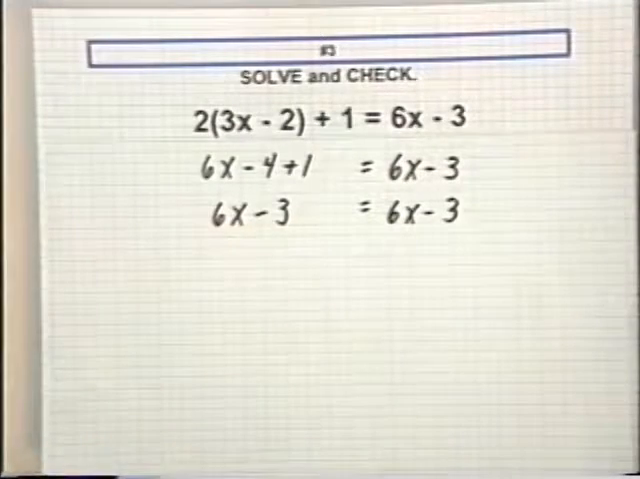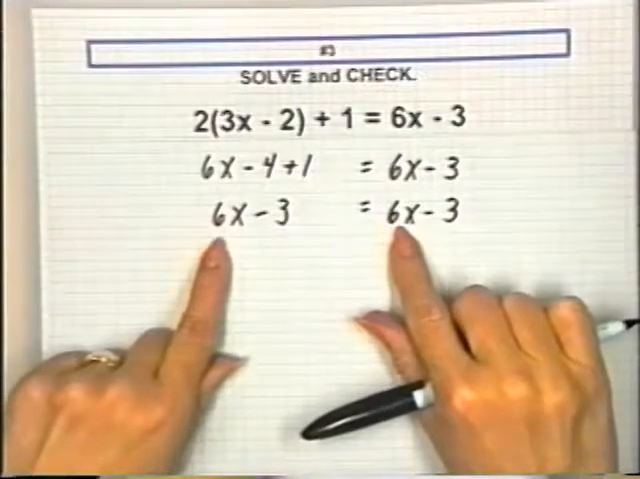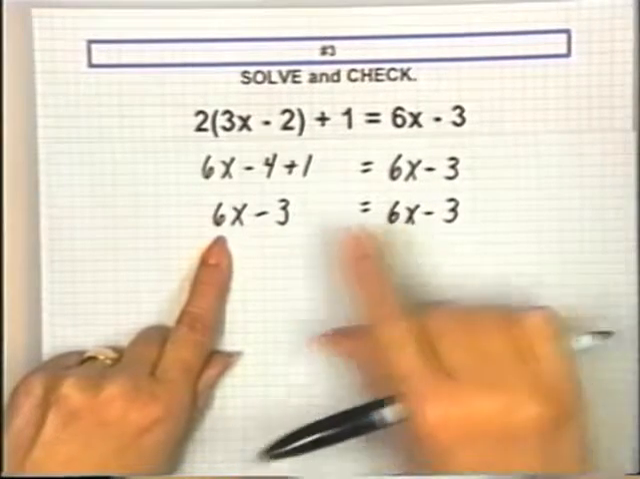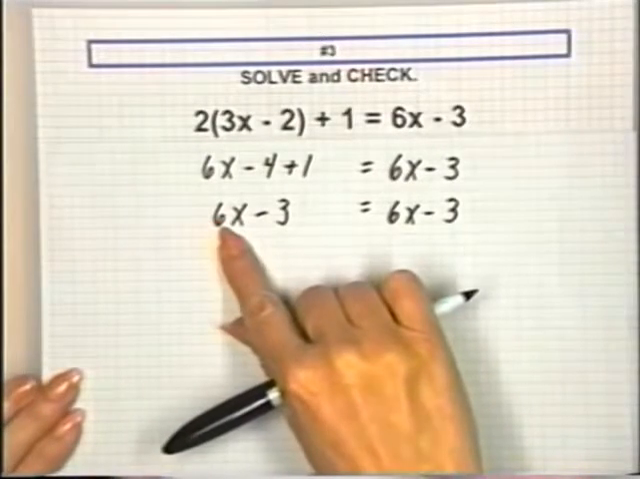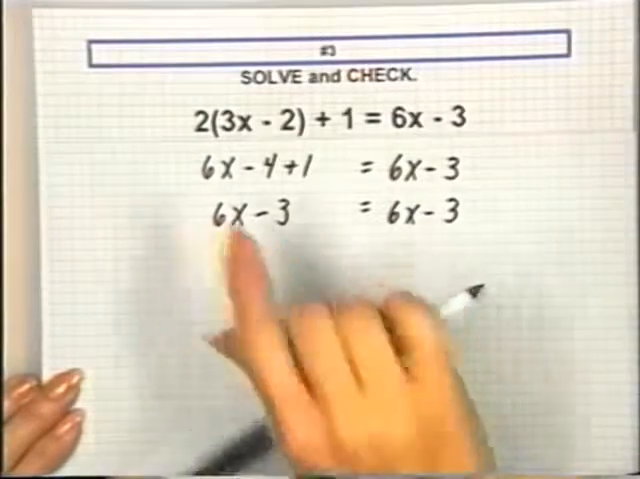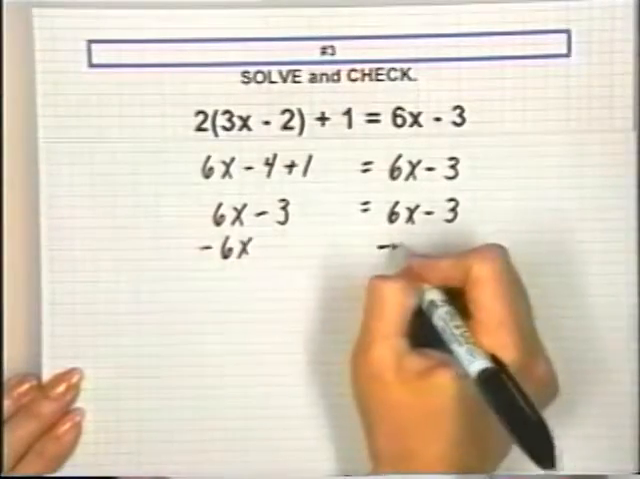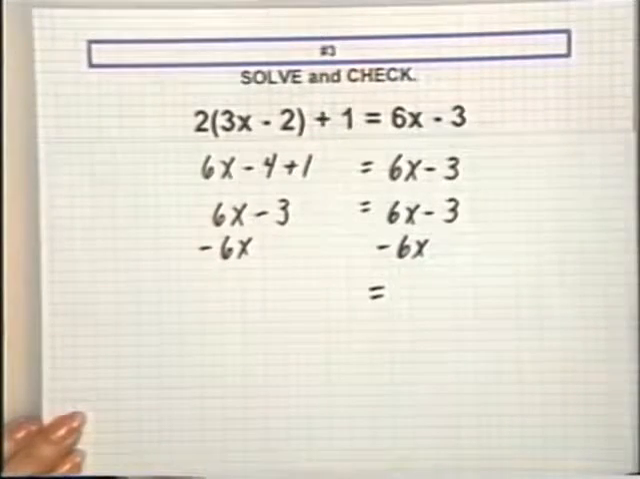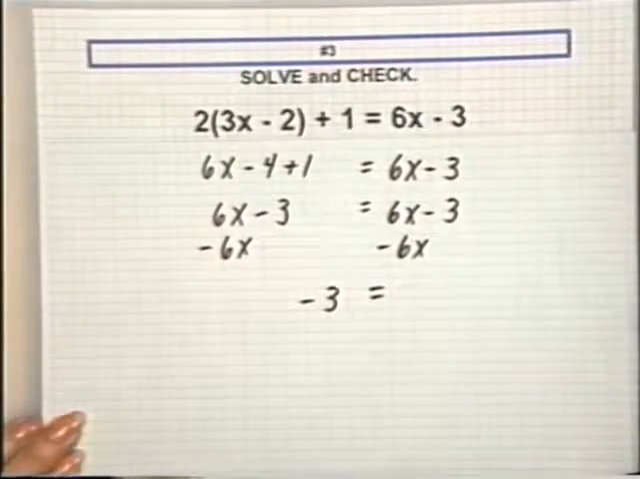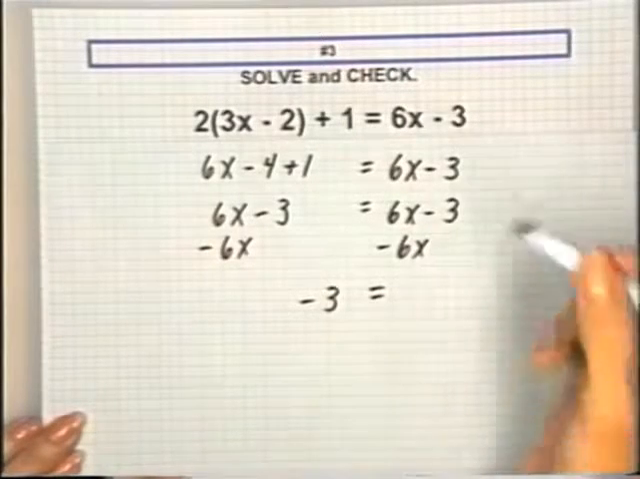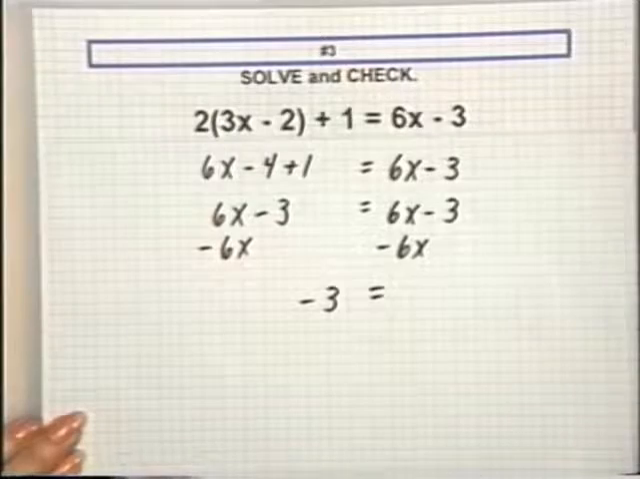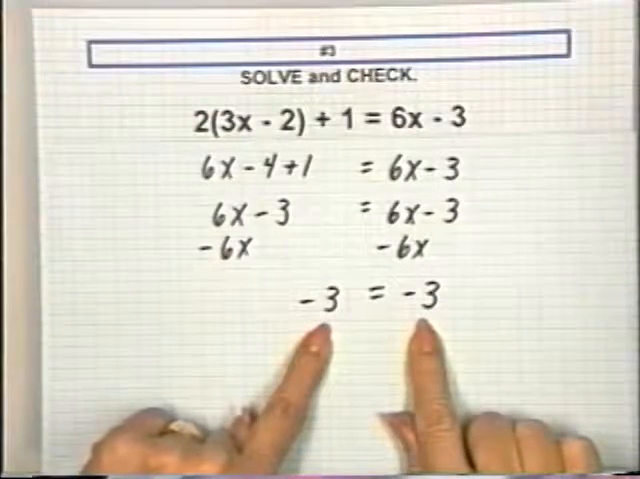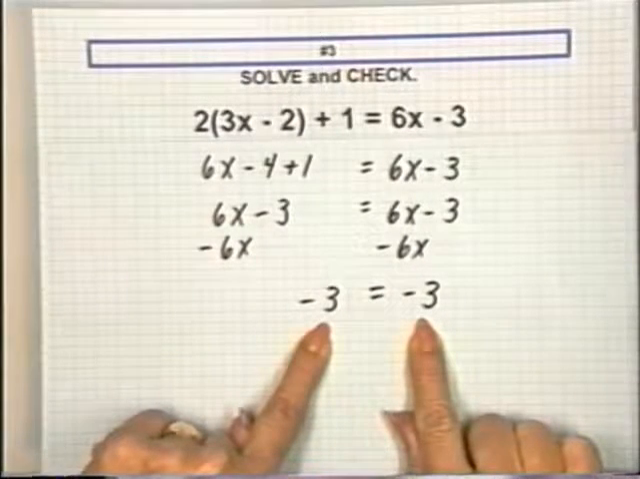I now want to get the x terms on the same side of the equation. And notice the x terms have the same coefficient. I will choose to move this 6x. Since this 6x has been added to both sides of the equation, I will subtract 6x from both sides of the equation. 6x subtract 6x is 0x. I have done nothing with the negative 3. On the right side of the equation, 6x subtract 6x is also 0x, and I still have the negative 3. The equation says negative 3 equals negative 3.